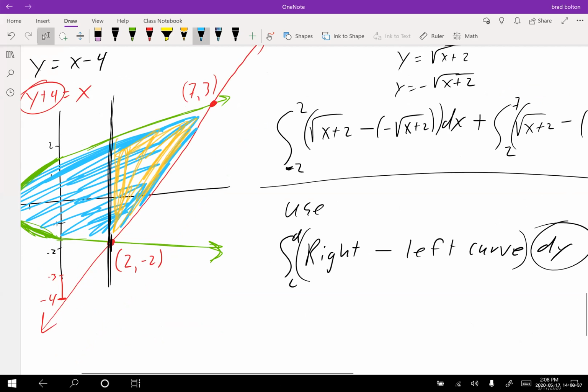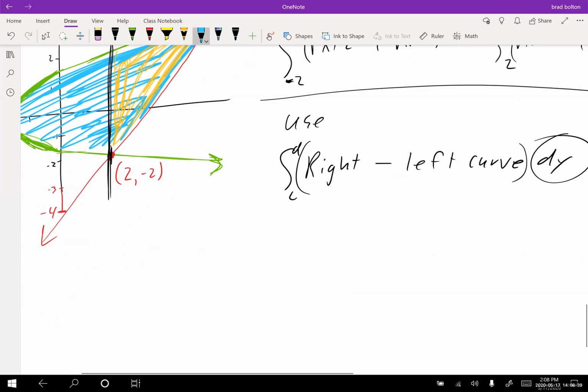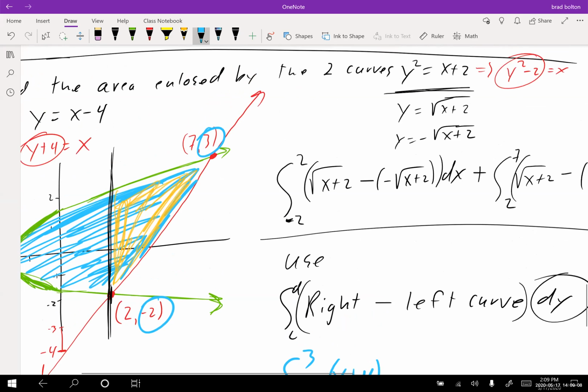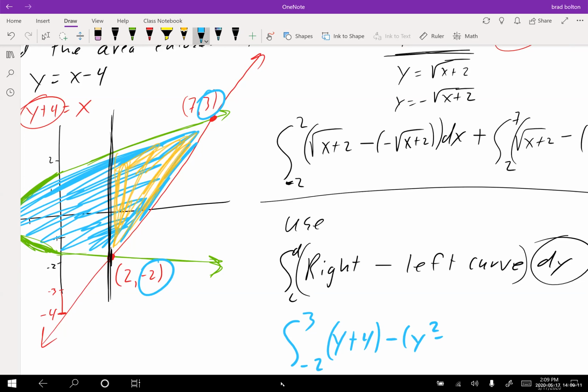So maybe I'll do this whole problem in blue because we're doing right curve minus left curve. So we're going to integrate from the y coordinates, which would be from -2 to 3. Right? So I'm using this coordinate and this coordinate. So I'm using y coordinates instead. And I don't have to split the integral now. It's just one big integral because it's much more obvious which is the right curve and which is the left curve. But I now have to write it in terms of y. So the rightmost curve would be y plus 4 minus the leftmost curve, which would be y squared minus 2, dy.